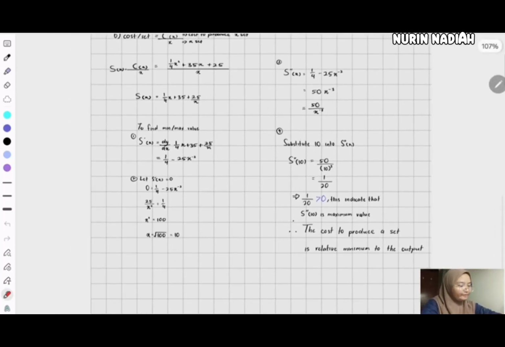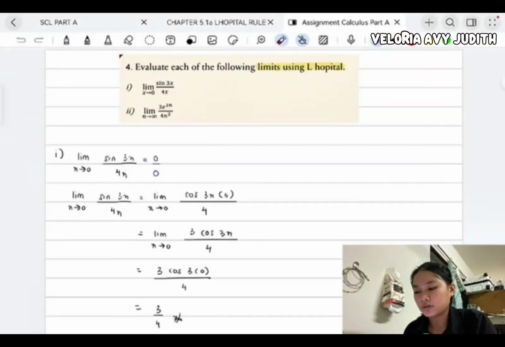That's all. So for question 4, evaluate each of the following limits using L'Hopital's rule. So Roman 1. The first question is the limit as x approaches 0 of sin 3x over 4x. So we need to substitute 0 for x into this function. After we substitute, we get the indeterminate form, which is 0 over 0.